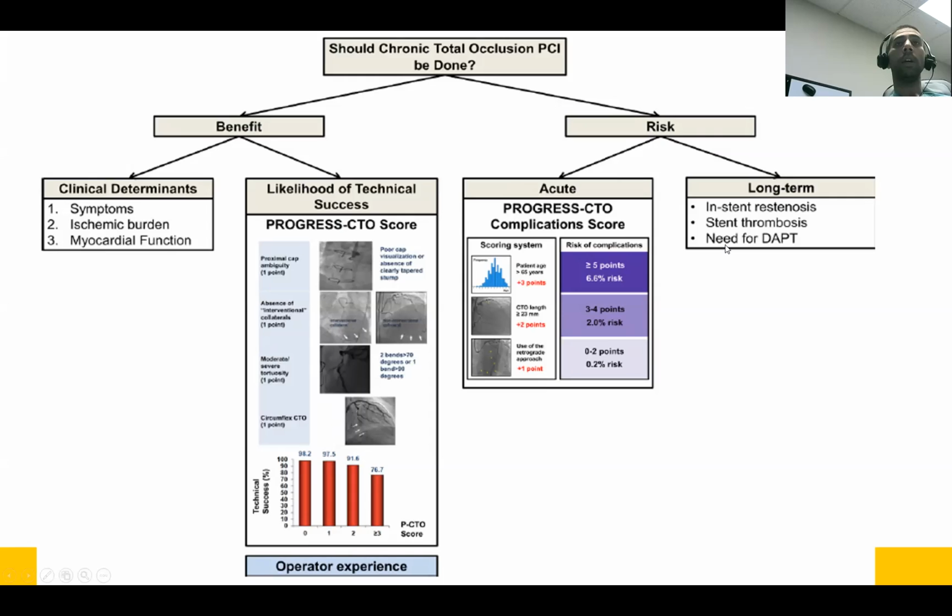So they would need long-term dual antiplatelet therapy, because the risk of stent thrombosis and in-stent restenosis in these complex lesions with complex stents, long stents, is somewhat higher than usual PCI. So they would have to be on dual antiplatelet therapy for somewhat longer.